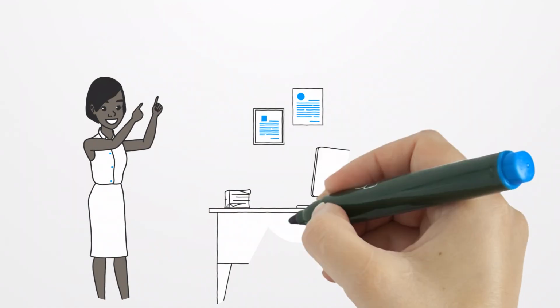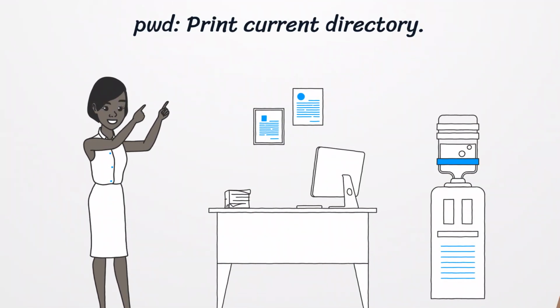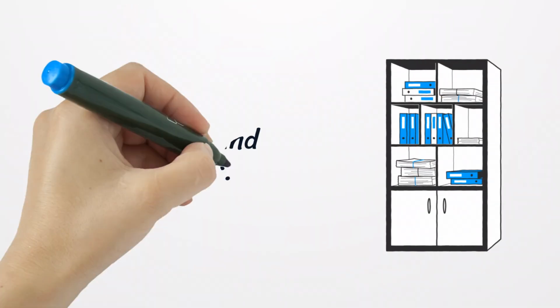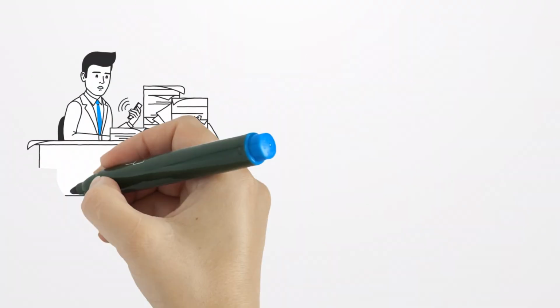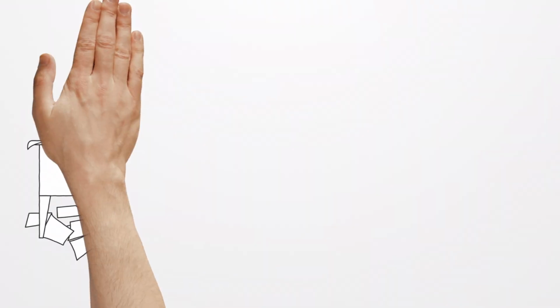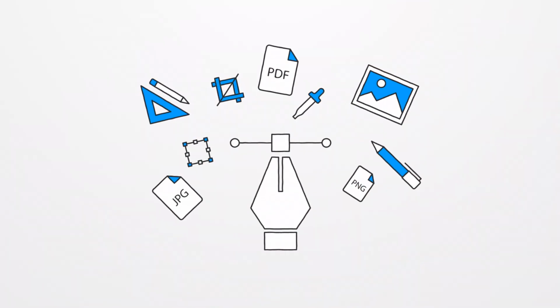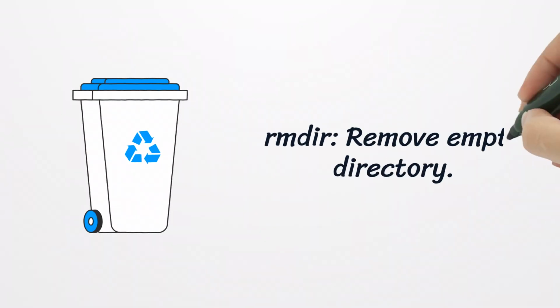Print the current working directory. List files and directories in the current directory. Change the current directory. Create a new directory. Remove an empty directory.